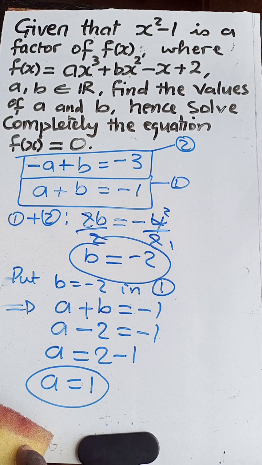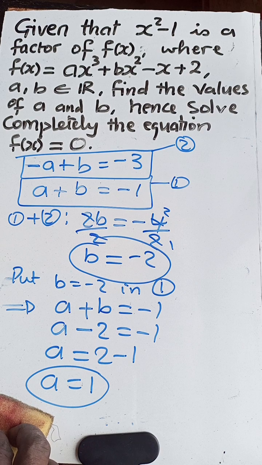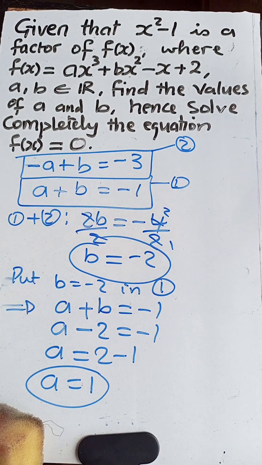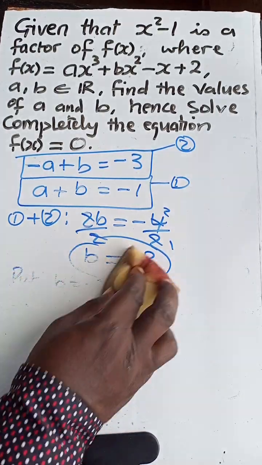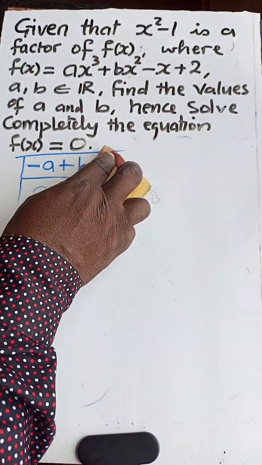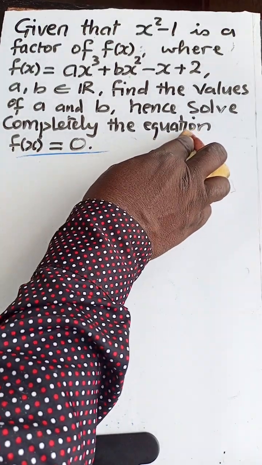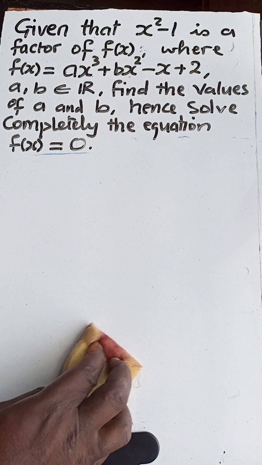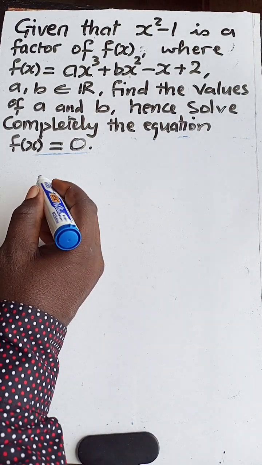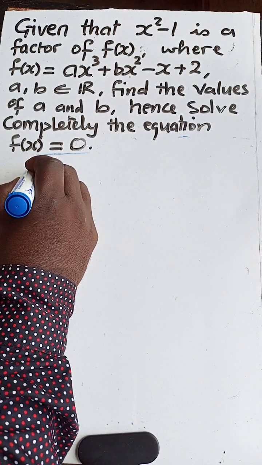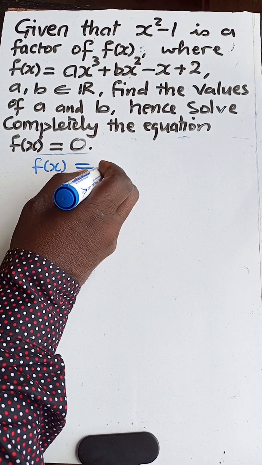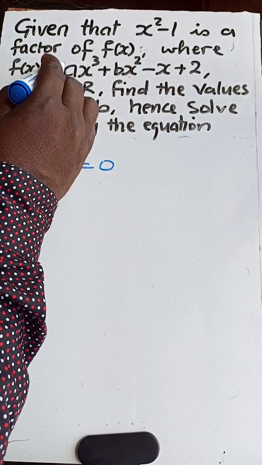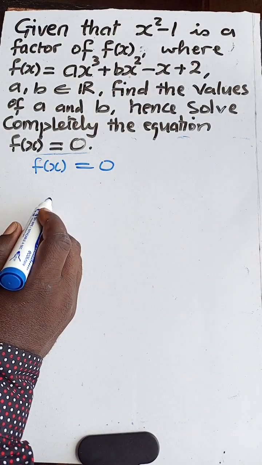Now, the second part says we should solve the equation f of x equals 0. That means we have to write f of x now, putting the values of a and b. So the equation f of x equals 0 is writing all of this, putting the values of a and b, equating it to 0 and solving.